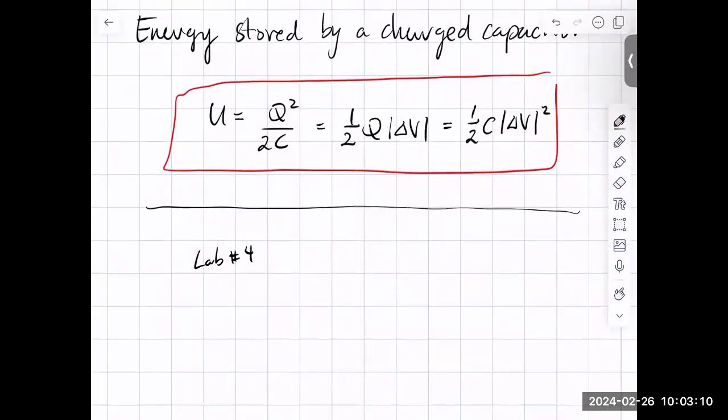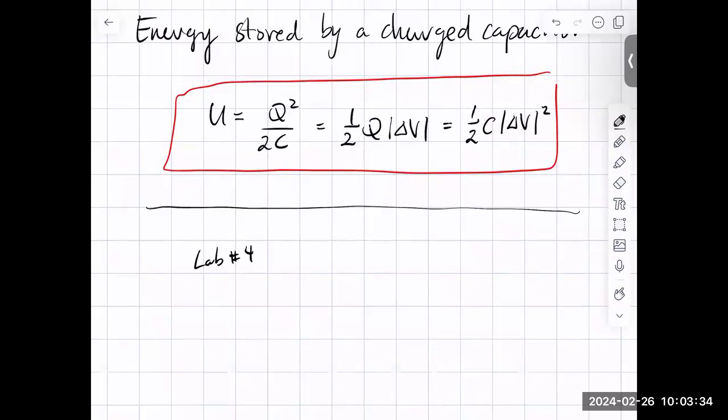Okay, so one of the things you'll do in lab number 4 is you'll take a voltage source. You'll use, instead of a battery, a power supply, but it does the exact same thing. It's a source of constant voltage difference. And we're going to connect it across a wire. The wire will have a certain length. It'll be cylindrical in geometry, and it'll have a certain diameter.